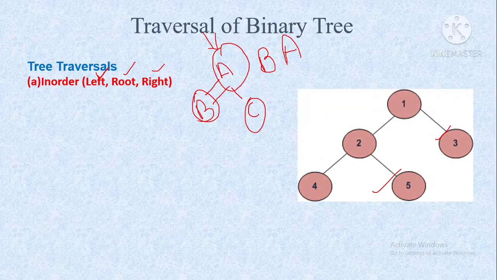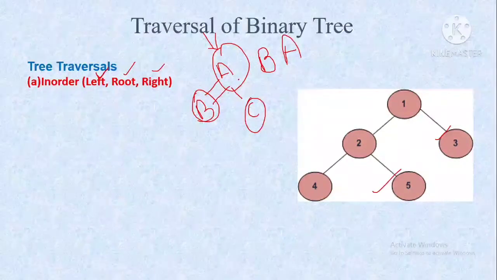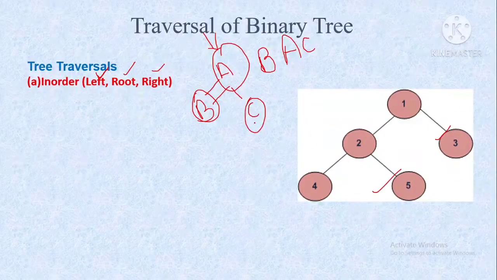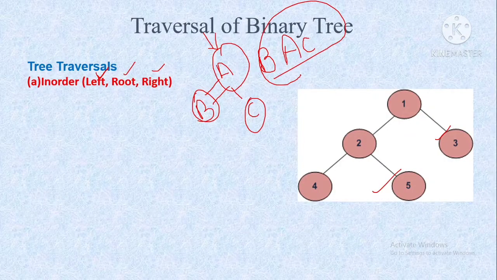Before you print any node, that left subtree should be visited and printed. Then you can go for C. C is a right node, the right child. Before you write the right child, you should have visited the left node and the root. So this is the in order traversal of this particular binary tree.